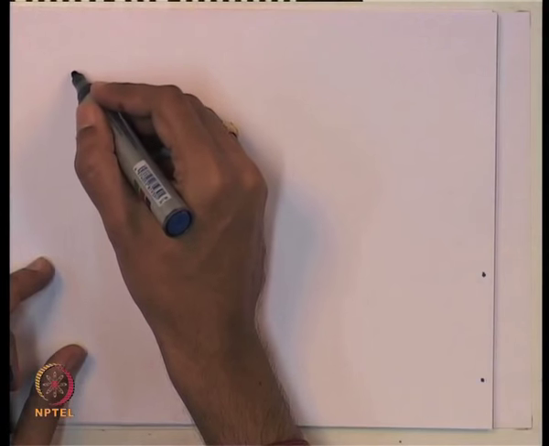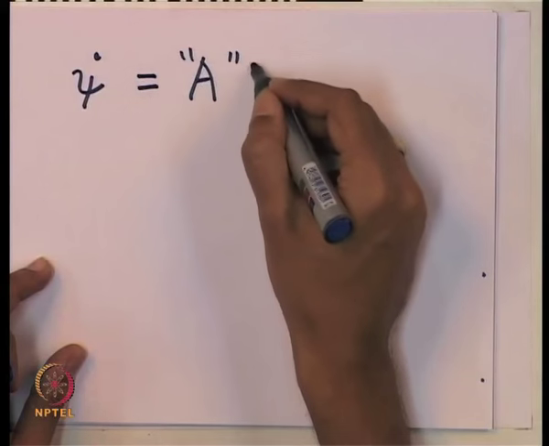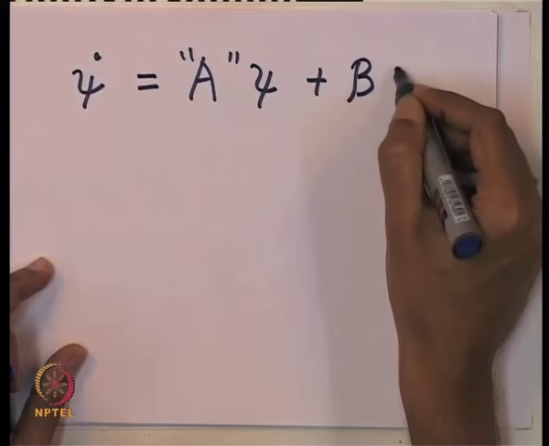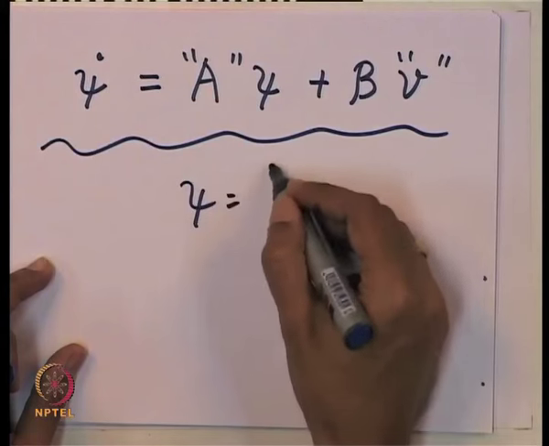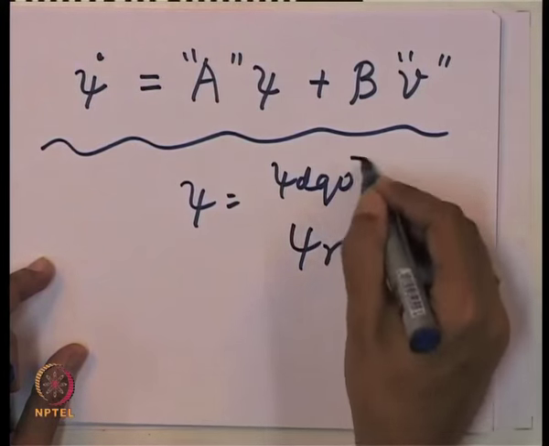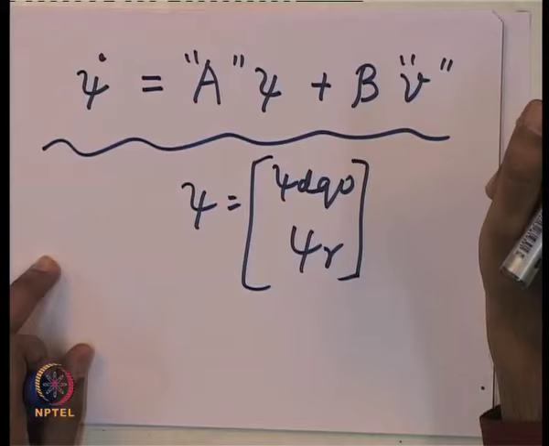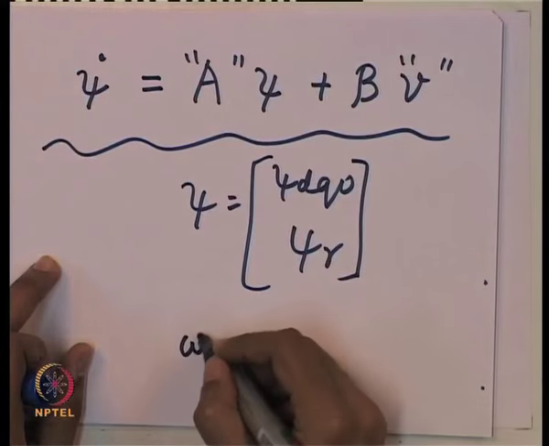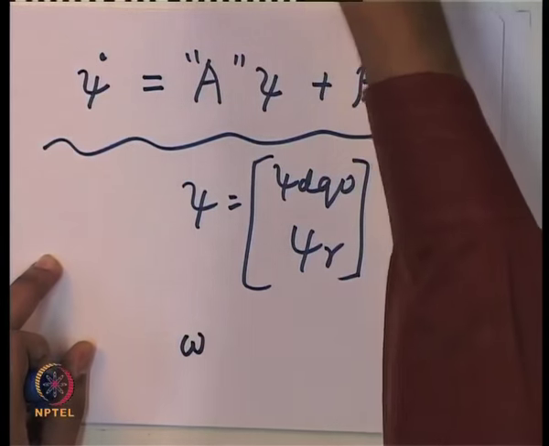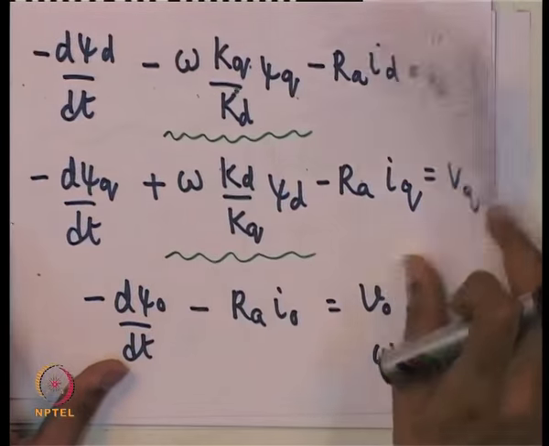I'll just do it on a separate sheet. So you will get, you can of course write it as psi dot is equal to some A matrix into psi plus B into V. Okay, so we can get it in this form where psi is nothing but psi dq0 and psi r. Okay, this A does not have time coming in explicitly. You do not have time or theta coming in explicitly. Of course, A does contain omega. Remember that because of the fact that the equations of flux have the speed EMF term, A is a function of omega.